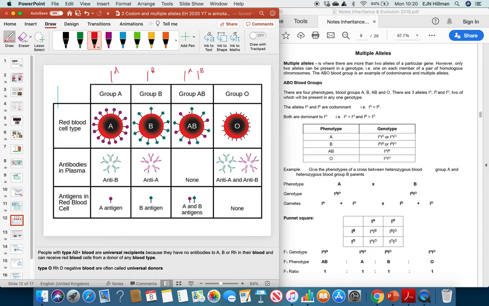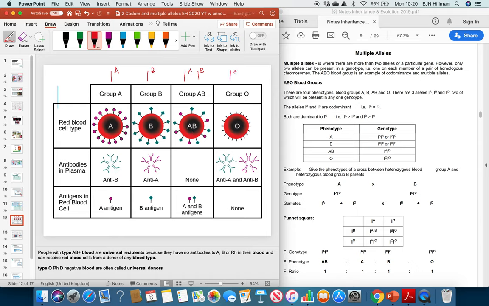This means that they can be what's referred to as the universal recipients. Because they have no antibodies for A or for B, if the blood group of a person was AB rhesus positive, rhesus is another antigen that I'm not going to discuss too much, but if they are AB positive, they are known as universal recipients and can receive any blood in a transfusion.